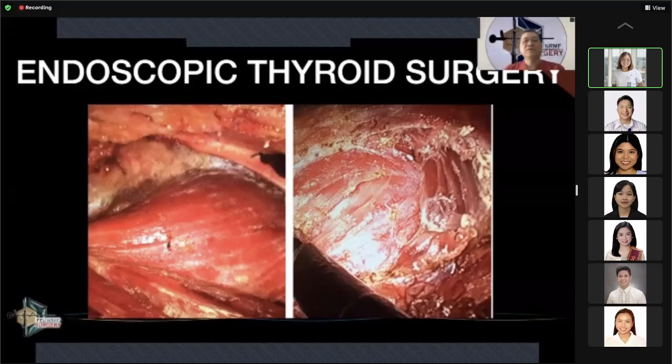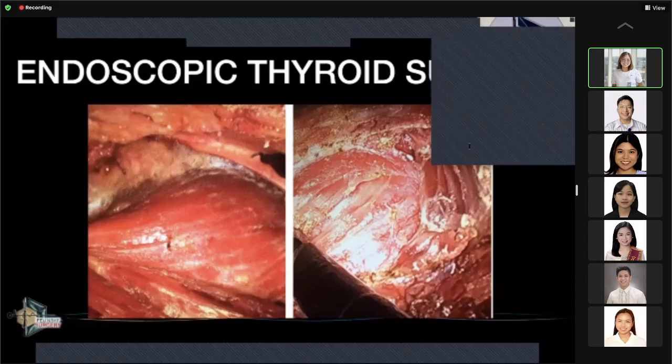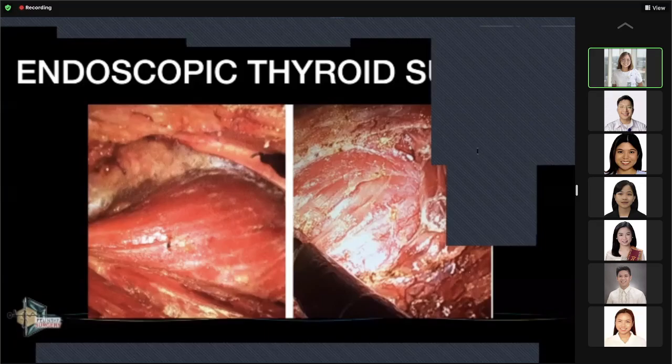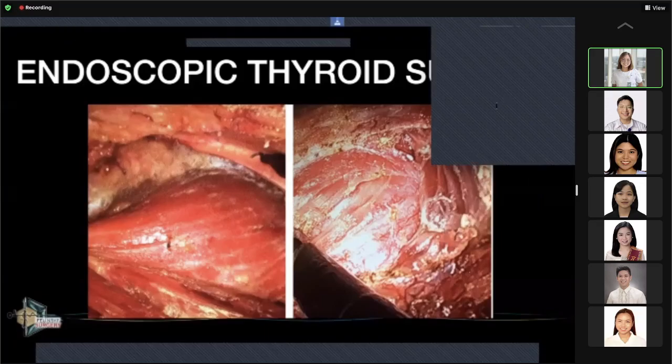So the surgery actually creates a space over the thyroid gland. So what is the advantage of this? You don't have any scar over your neck after the surgery. So it's an extracavitary type of minimally invasive surgery.